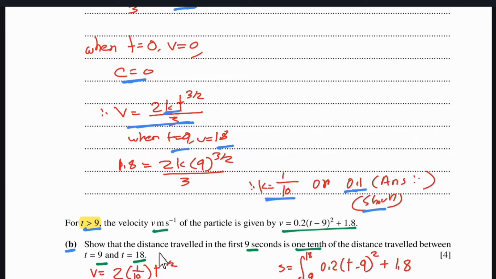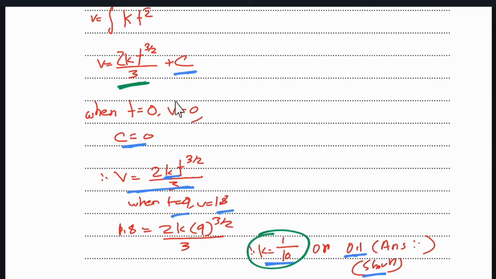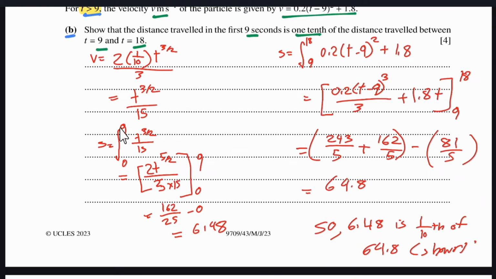For the first interval, that is 0 to 9 seconds, what is the value of distance? We know the expression for velocity and we know the value of k. So after substituting the value of k in this expression of velocity, we get an expression for velocity. And as we know the expression for velocity, we can just integrate velocity with respect to t between 0 and 9 to find the distance in the first 9 seconds.